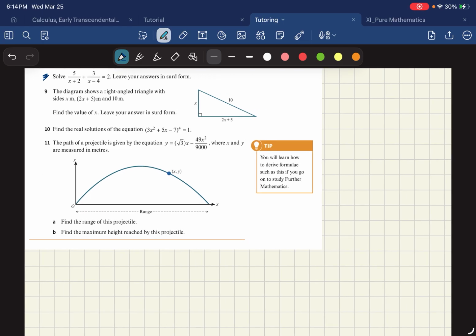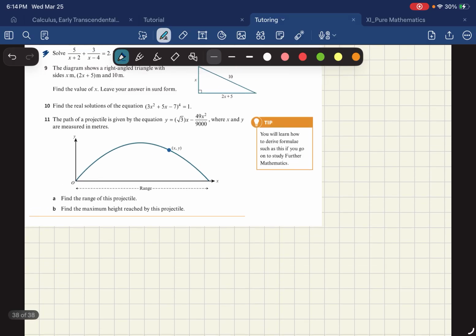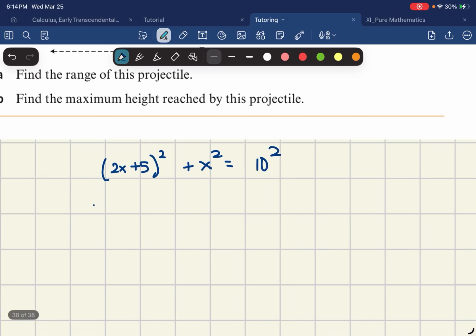Question 9. The diagram shows a right-angled triangle, and we are given 3 sides, and we need to find the value of x. Well, for right-angled triangles, your go-to method would be to use the Pythagorean theorem. A squared plus b squared is equal to c squared. The sum of the squares of your base and your height will be the square of the hypotenuse, right? And now you can simplify this. We've done binomial expansions before, so you can expand this. So you get 4x squared plus 20x, I believe, plus 25 plus x squared is equal to 100. 10 squared is 100, right?